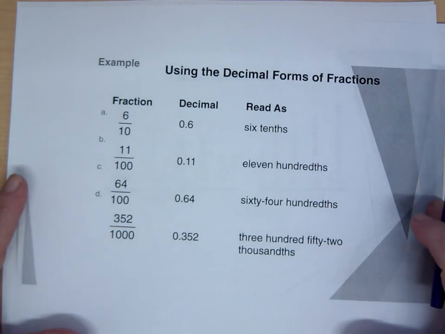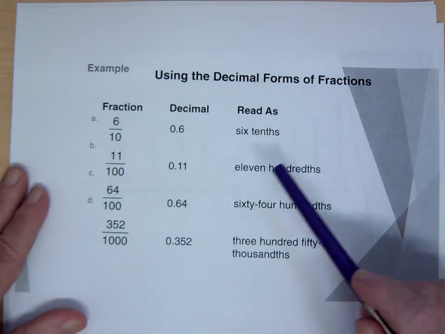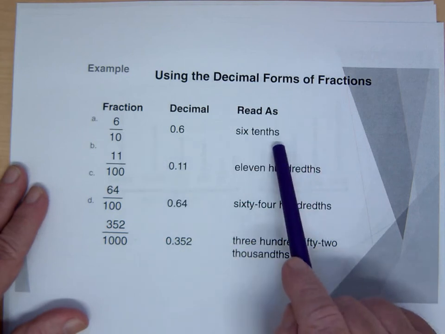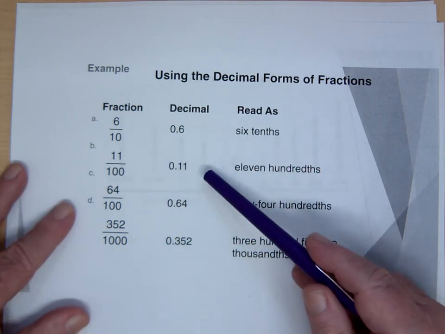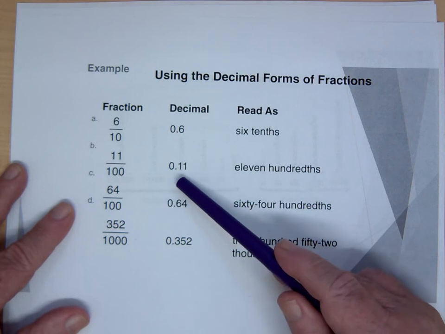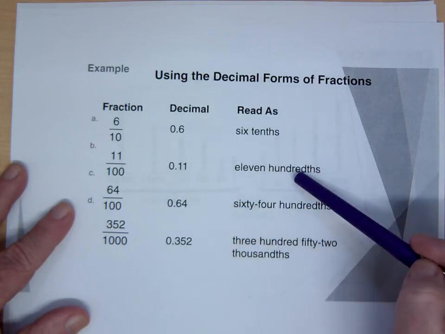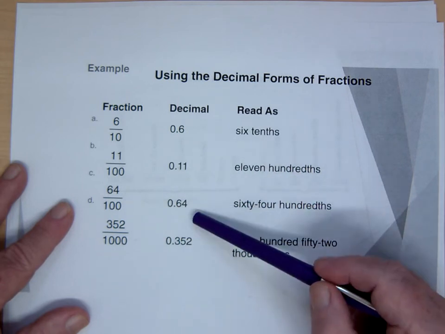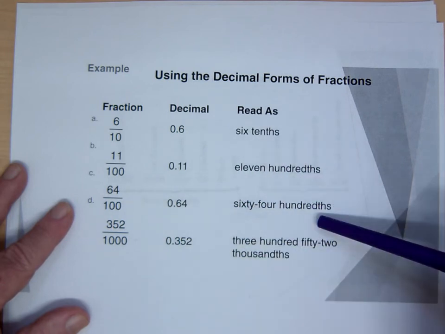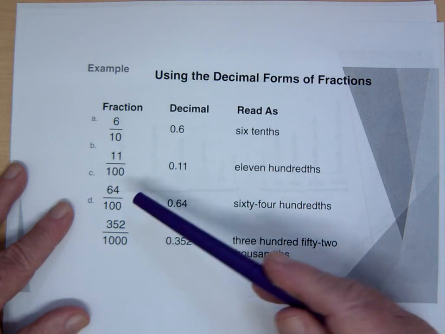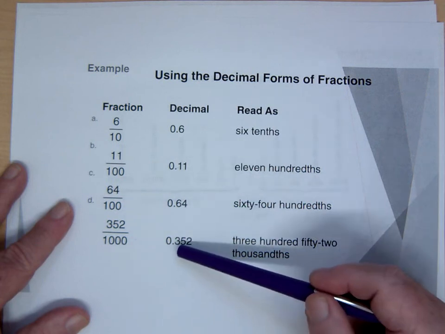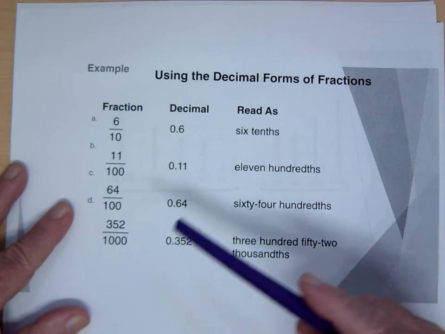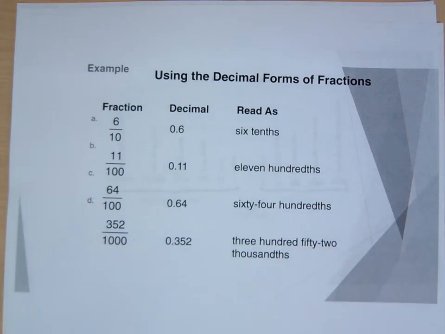Now there is a relationship between the decimal and fractions. Since this is 0.6, this is 6 tenths, read that way, and as a fraction 6/10. This is 11 hundredths, and the fraction is 11/100. This is 0.64, that is 64 hundredths, and the fraction is 64/100. And this is tenths, hundredths, thousandths. This is 352 thousandths, and the fraction is written that way.